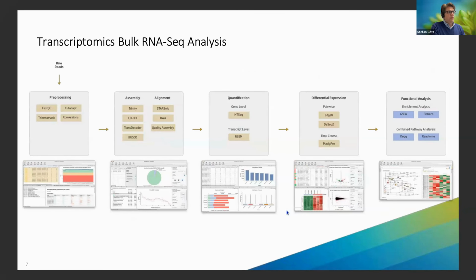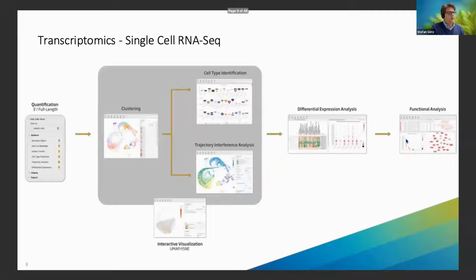The transcriptomics bulk RNA-seq analysis is pretty well established in OmicsBox, exists for many, many years, always gets updated, of course, but it's kind of a classical pipeline because it's industry standard, so everybody does this kind of thing. So you go raw reads, pre-processing, assembly, alignment, quantification, differential expression, and the functional analysis. So that's what we're going to be seeing today with the focus on the pathway. So I'll not spend much more time on this.